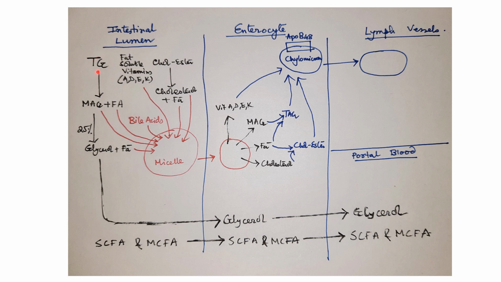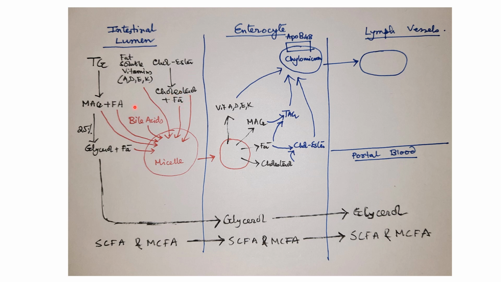So the TG is broken down mainly by the pancreatic lipase into monoacylglycerol and fatty acid. We have discussed that. This monoacylglycerol, 75% will remain as such, 25% will be broken down to glycerol and fatty acid. Fat soluble vitamins, nothing is happening, they are remaining as such, and cholesterol ester is broken down by cholesterol esterase into cholesterol and fatty acid.